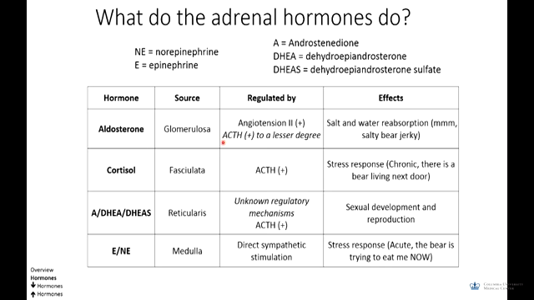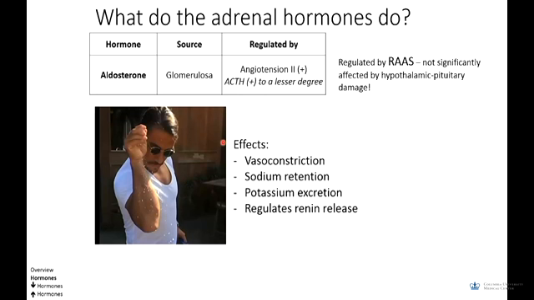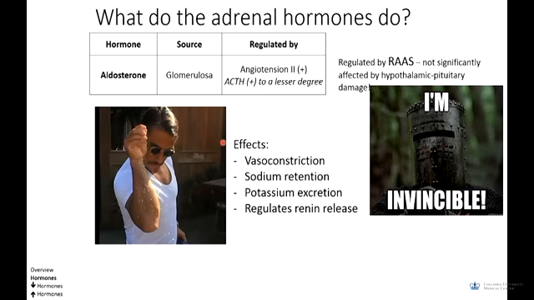So, a general overview slide of what the adrenal hormones do. You can look at this later. We're delving right into each one. So, aldosterone, this is from that glomerulosa. This is the salt guy. So this is working with salt and water retention. So you have vasoconstriction, sodium retention, potassium excretion, and again, this is all with the RAS system and not the HPA axis, which means that if the HPA axis is damaged, aldosterone isn't really affected.